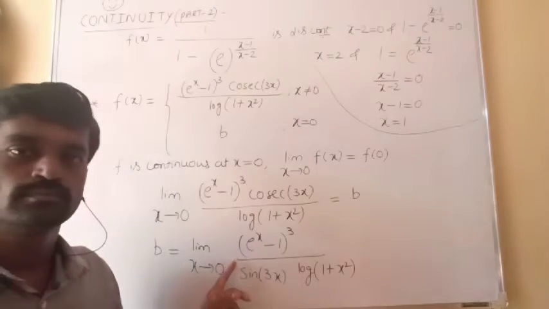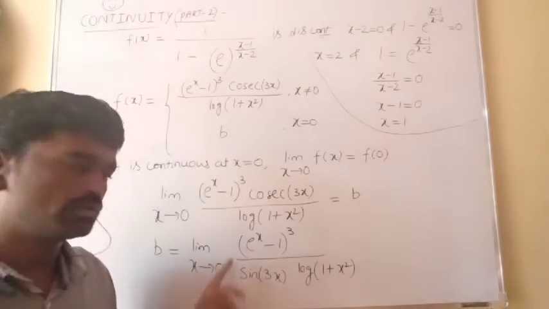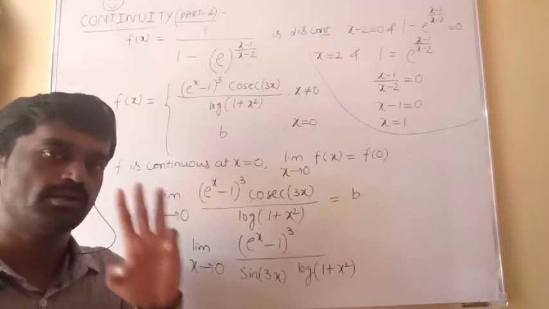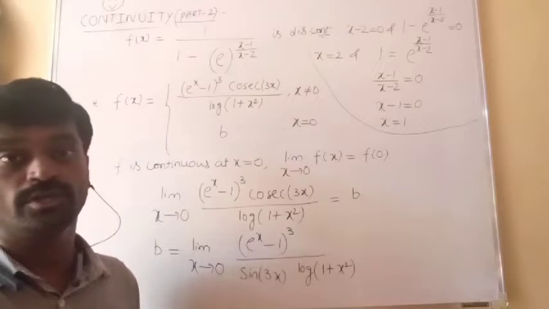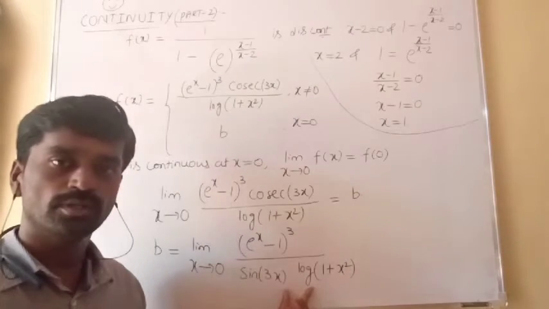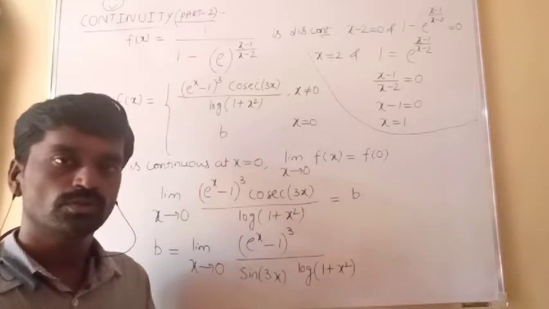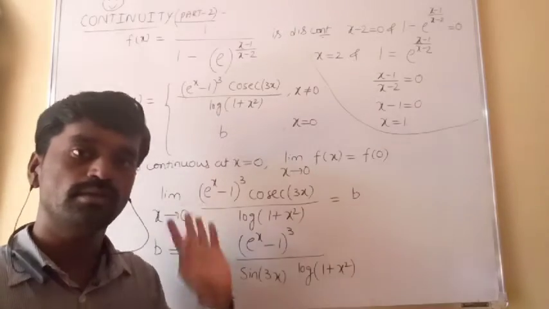But here, it is not so easy to apply L'Hospital's rule because to eliminate this 0 by 0 form, we have to differentiate at most 3 times. So it is a very lengthy procedure if we apply L'Hospital's rule. Because denominator is in the form of u into v. For one time differentiation only you will get 2 terms. For 2 times differentiation 4 terms. For third time differentiation you will get 8 terms.